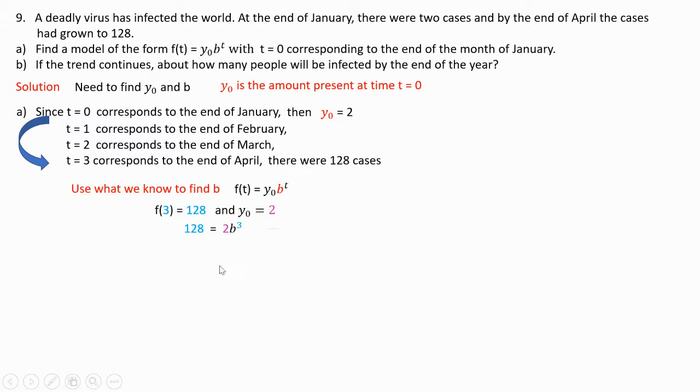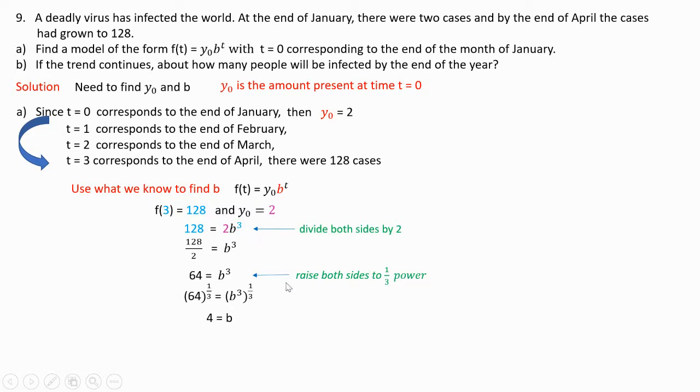How do we solve for b? We divide both sides by 2. So 128 divided by 2 will give us 64, equals b cubed. Now, how do we solve for b? We need to raise both sides to the power of 1/3, because a power to a power, you multiply the powers, and 3 times 1/3 will give us 1. That's what we want. All right, so this will cancel. So 64 to the 1/3 power equals 4. And b cubed to the power of 1/3 equals b. So b equals 4.